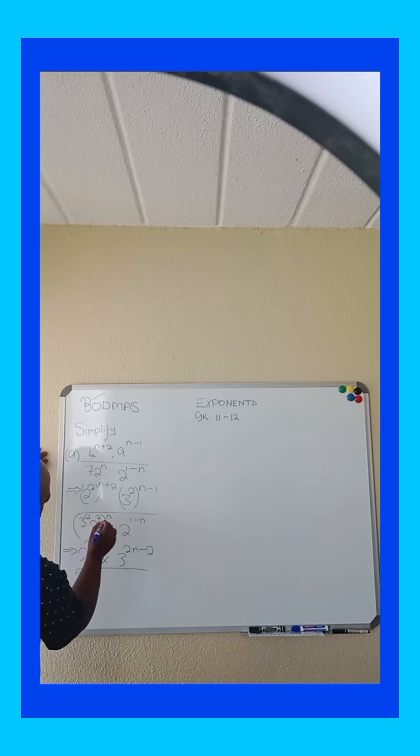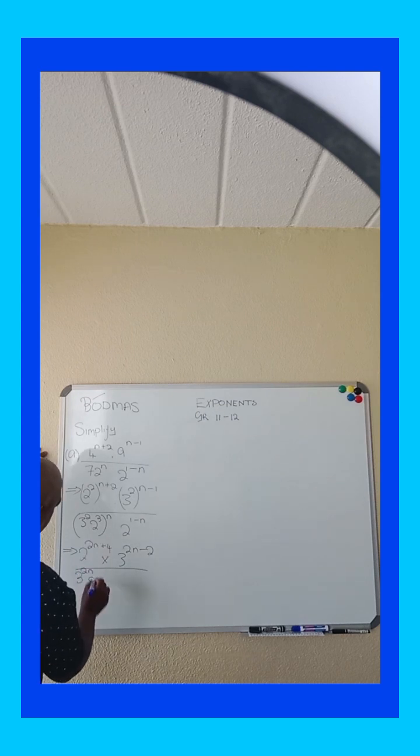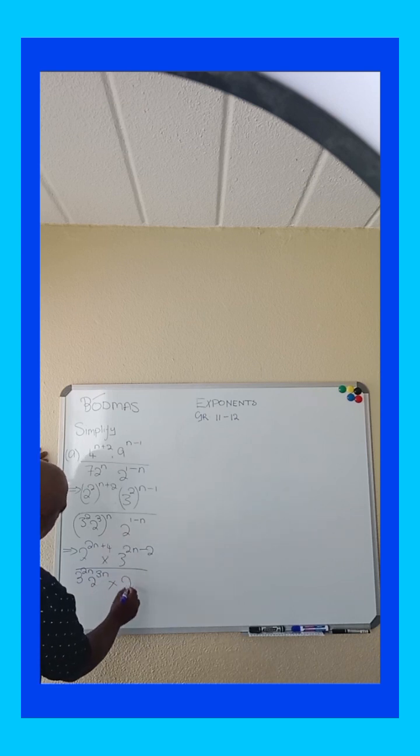So it's 2 times n, it's 2n. And then we have the 2 as a base, and 3 times n is 3n. And then times 2. These dots mean times. So 1 minus n, this one. So write it as it is.